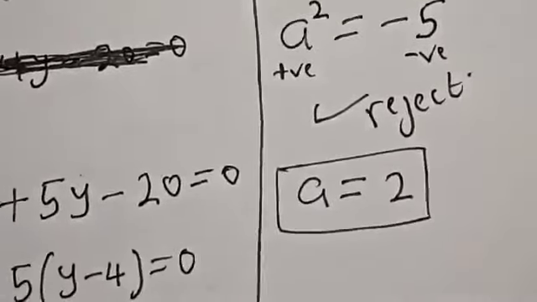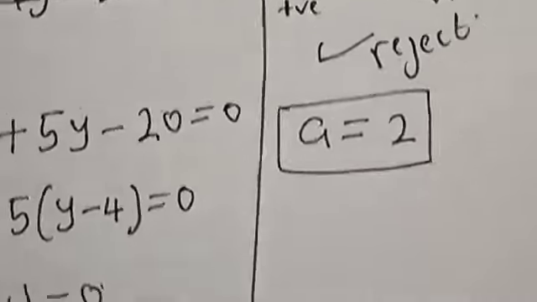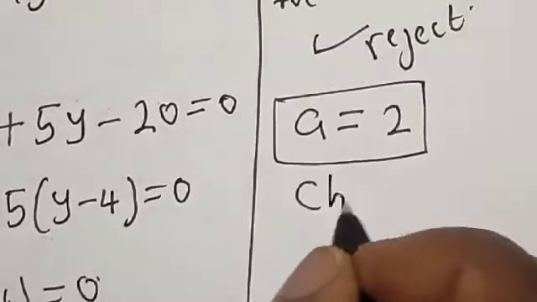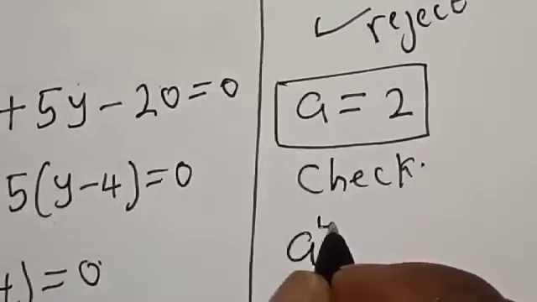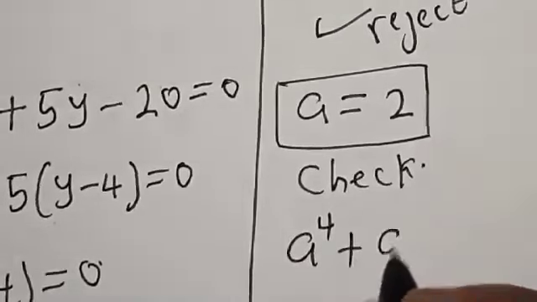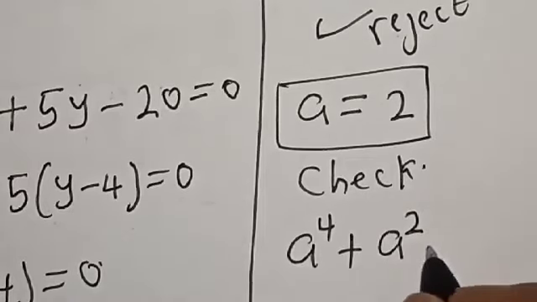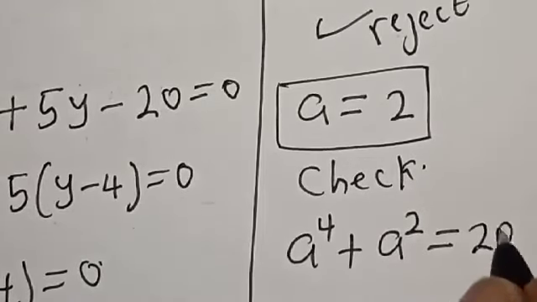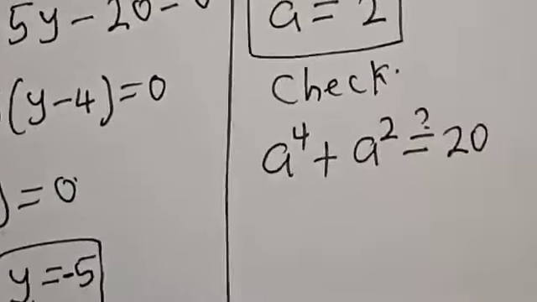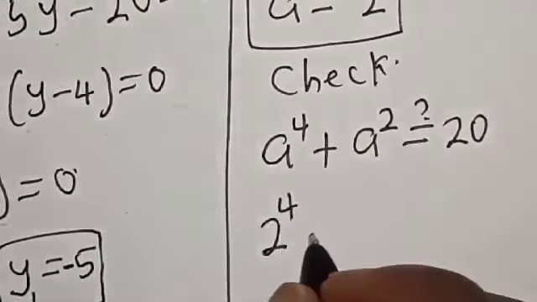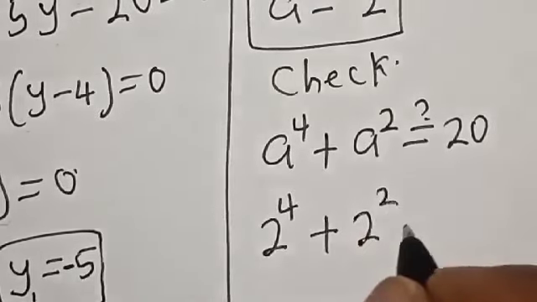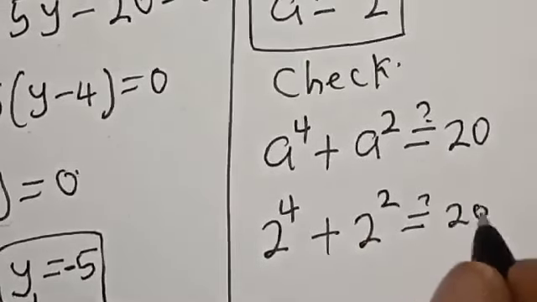Let's check to confirm if our answer is right or wrong. Check. We have the given equation a raised to power 4 plus a square must be equal to 20. Now, a is 2. 2 raised to power 4 plus 2 square. Let's see if it is equal to 20.